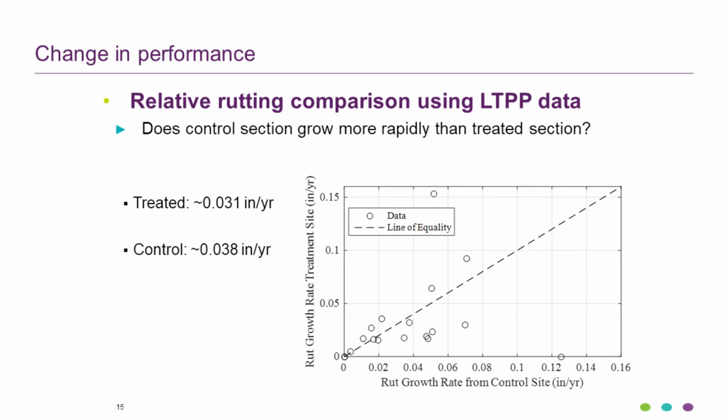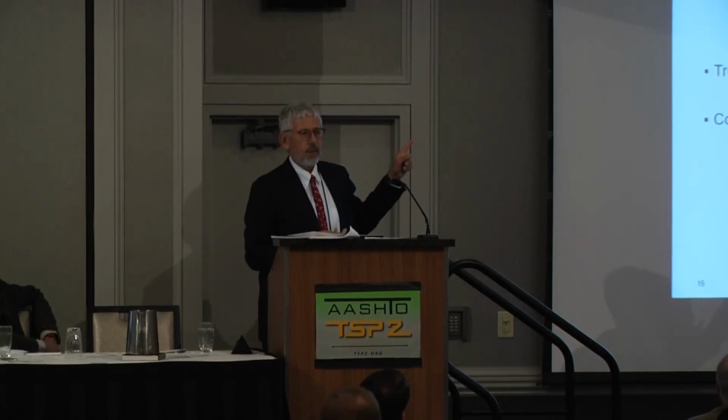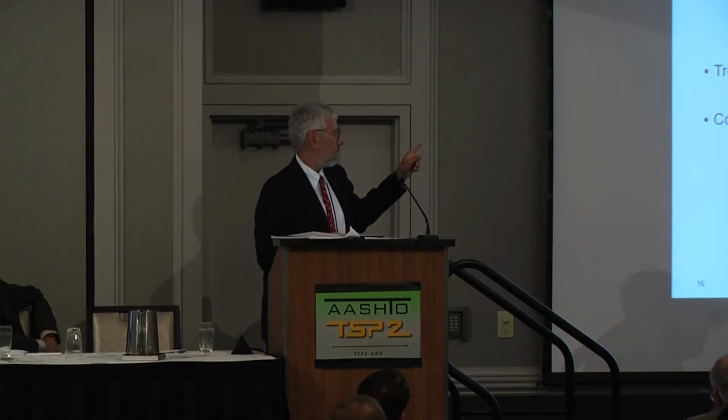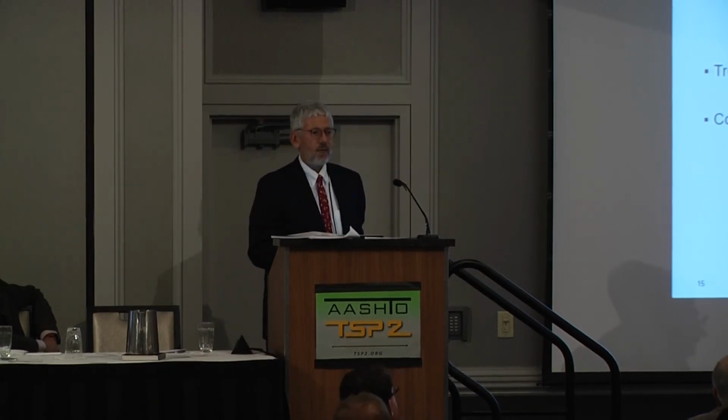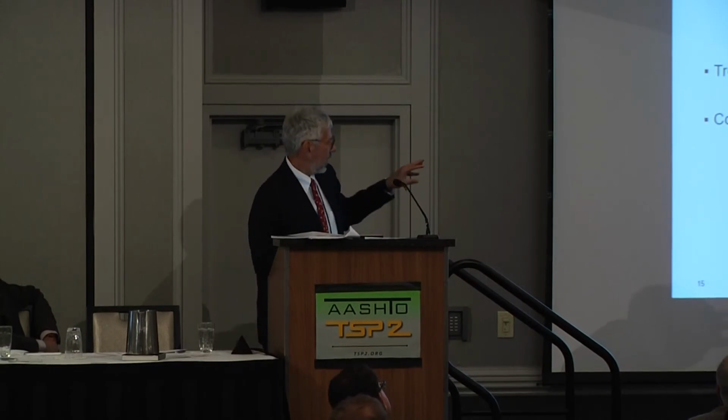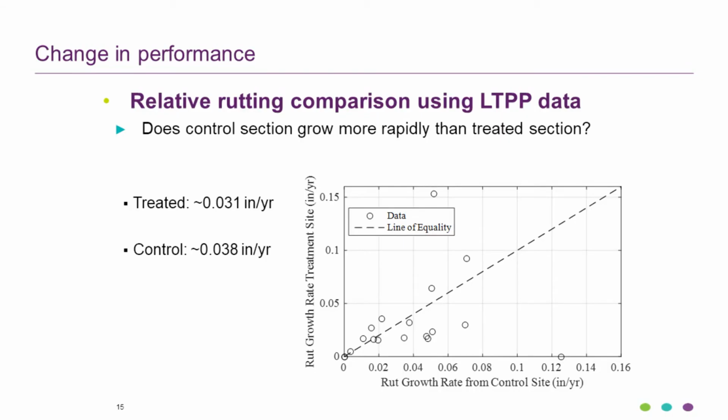Now, here what you're looking at is exactly that. Growth rate for the untreated test sections, that's the x-axis, versus growth rate for the treated ones on the y-axis. Now, I know it's kind of hard to tell, I don't think anybody can, but there's a little bit more circles under the curve than there is on top of the curve.